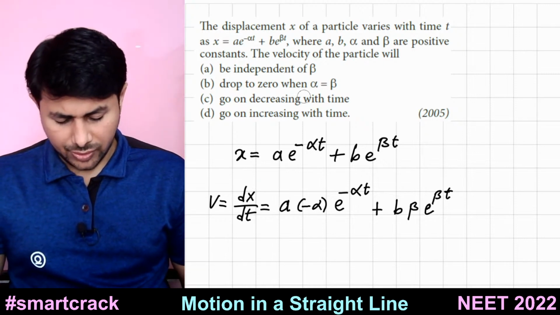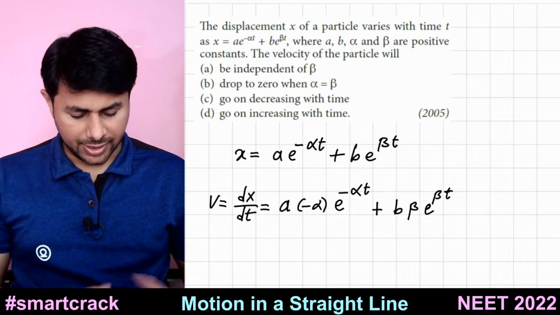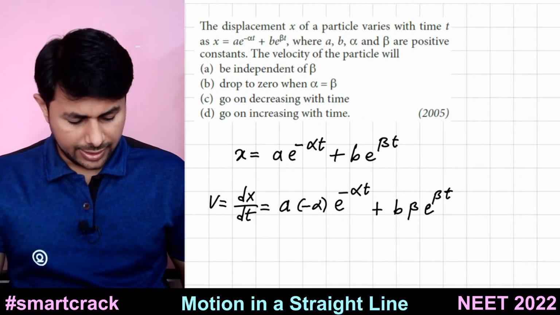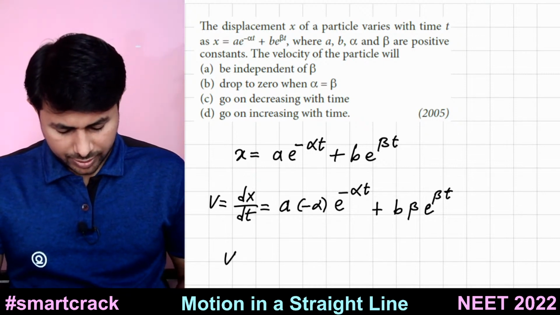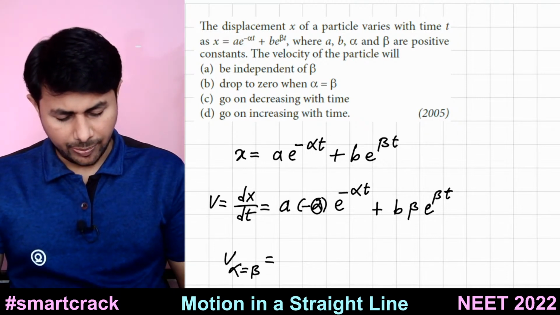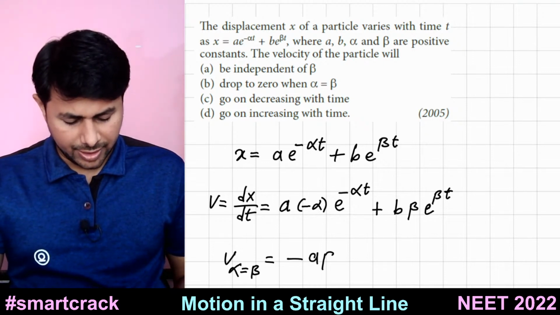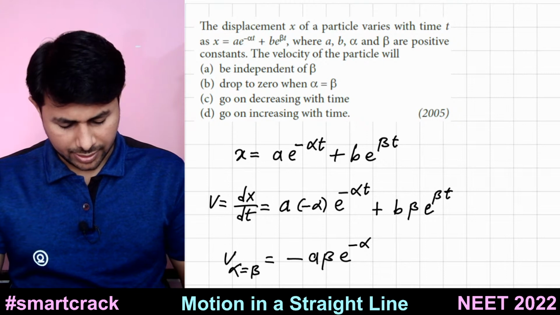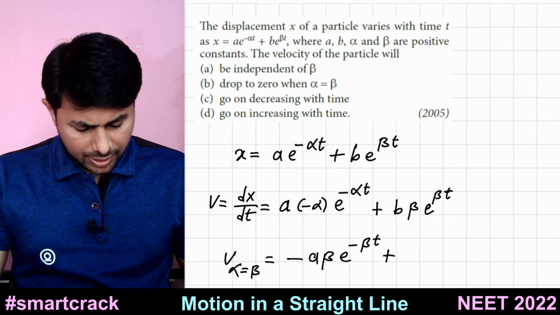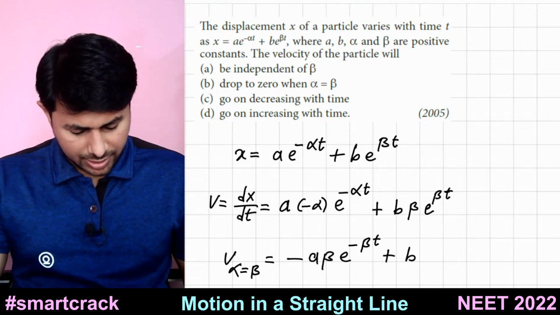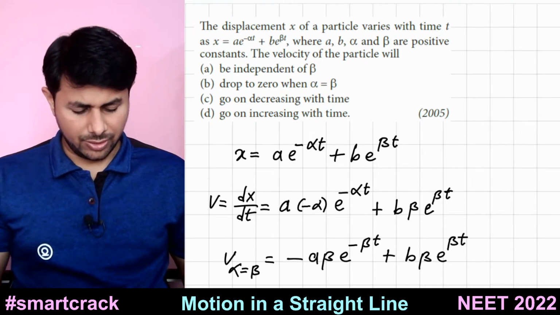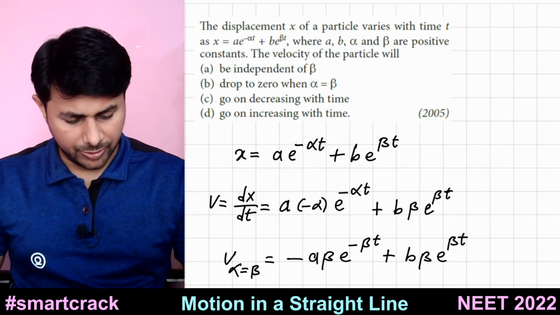Then it drops to 0 when alpha equals beta. We can check this. Does it drop to 0 when alpha equals beta? It cannot, because let's say alpha equals beta. I will substitute beta in place of alpha. So what do I get? Minus a into beta e raised to minus beta t, because I substituted beta for alpha, plus b into beta e raised to beta t. Now you can take beta common.